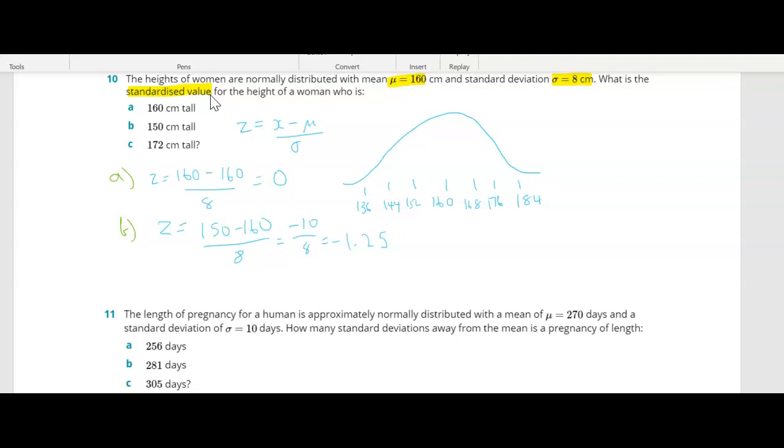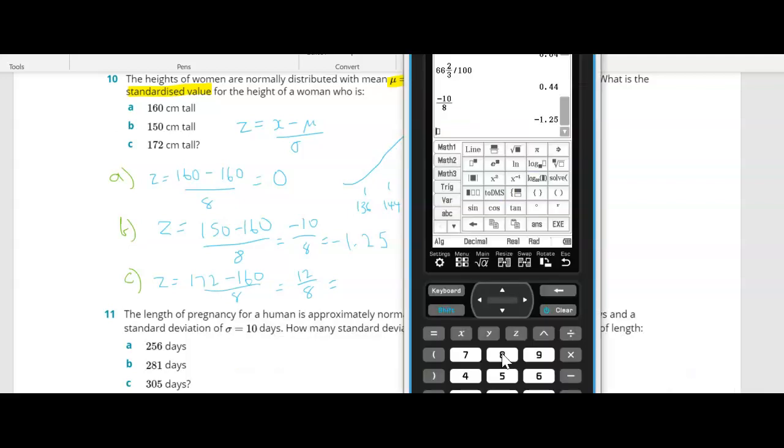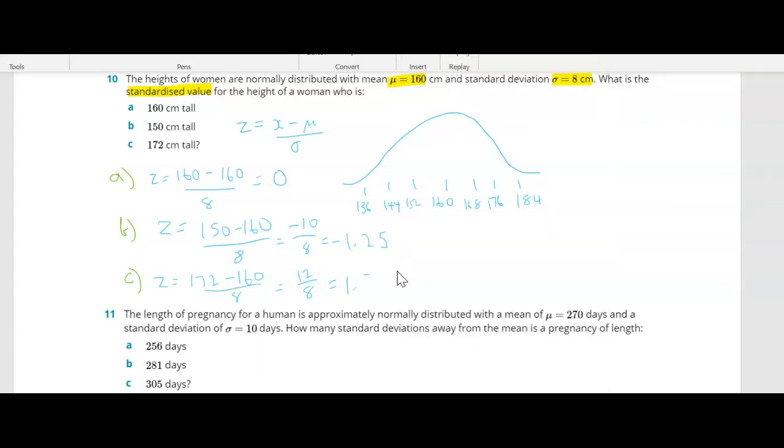All right, and then obviously we're going to have an example of someone who is taller, and you can safely assume that that's going to be a positive Z score, which means she's above the mean. So what's that, 12 over 8? Is that 1.5? There we go, 1.5. So she's 1.5 standard deviations above the mean.